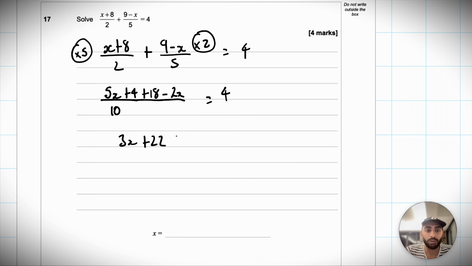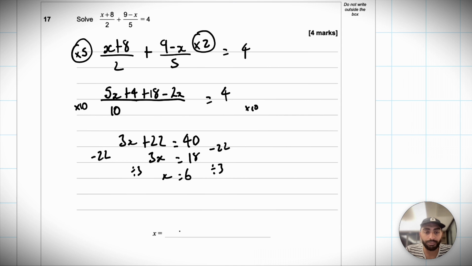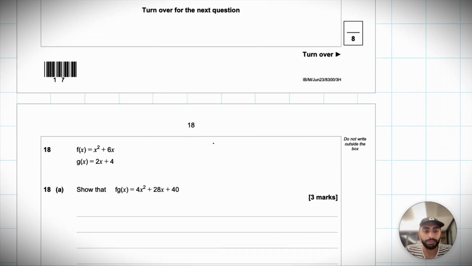I'm going to times by 10 on both sides. So times by 10 there, and times by 10 there. 4 times 10 is 40. Now x is being multiplied by a 3, and we're adding 22, so let's take away the 22 first. Taking away 22 from there is 3x, is equal to, take away 22 from there, 18. Divide by 3 on both sides, x is equal to 6. Obviously you can check this, substitute it back in, and you should get 4.